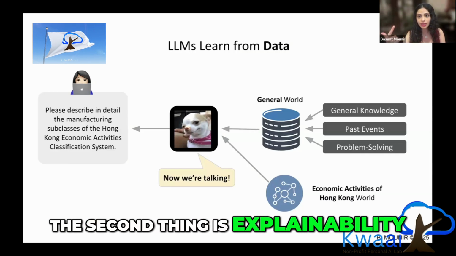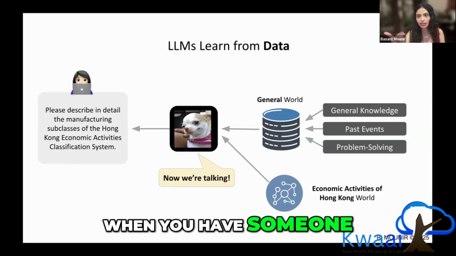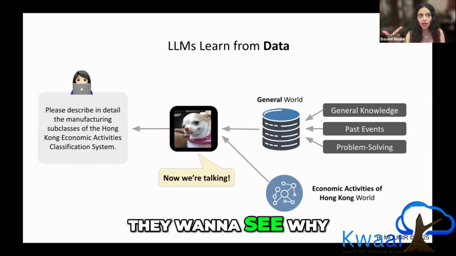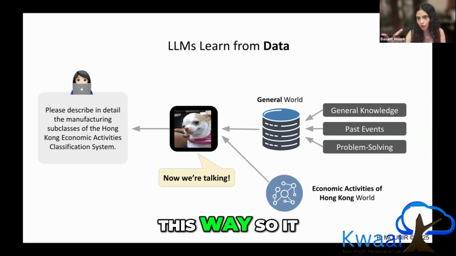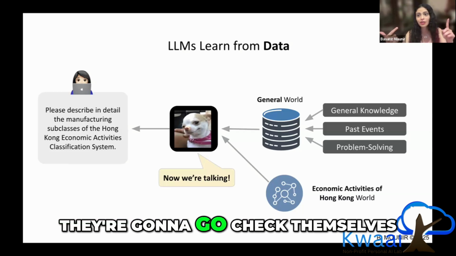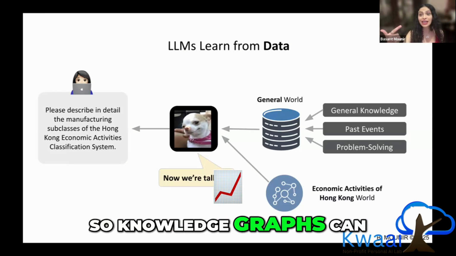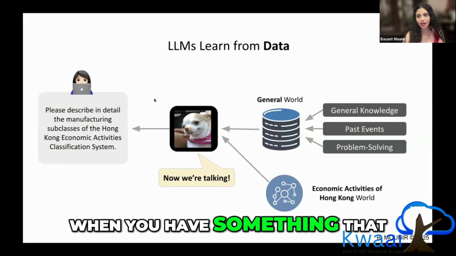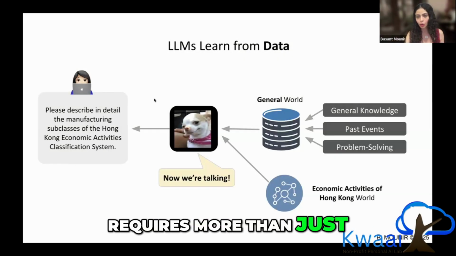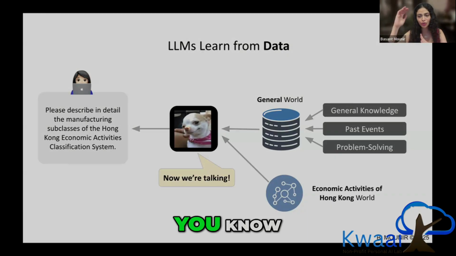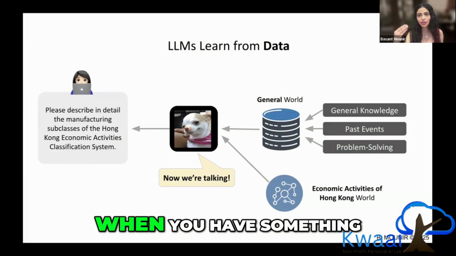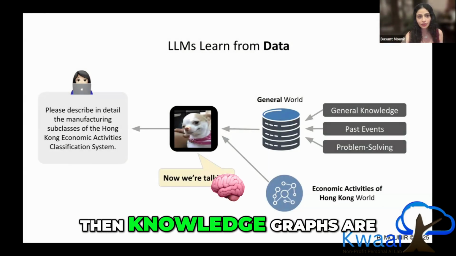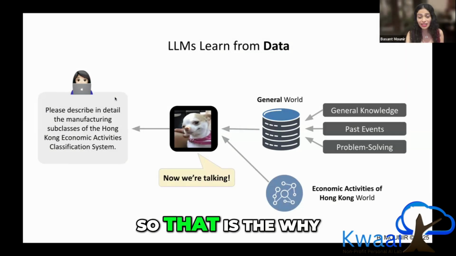The second thing is explainability. For example, when you have someone in economy, they want to see why the chatbot answered in this way so they can trust the answer. Otherwise, they're going to go check themselves. So knowledge graphs are very good at explainability too. When you have something that requires more than just compressing the information and answering based on that, when you have something more semantically rich, then knowledge graphs are a better option. So that is the why.